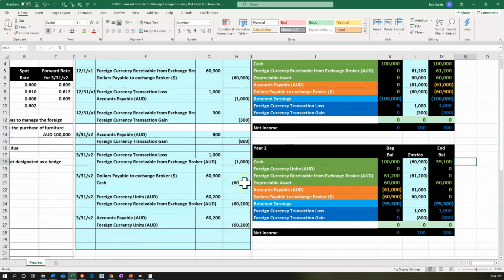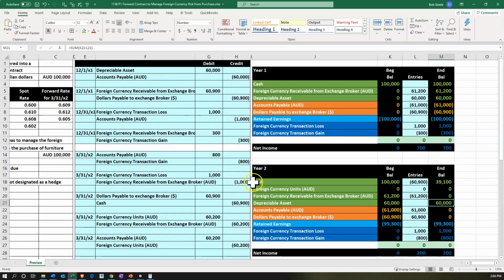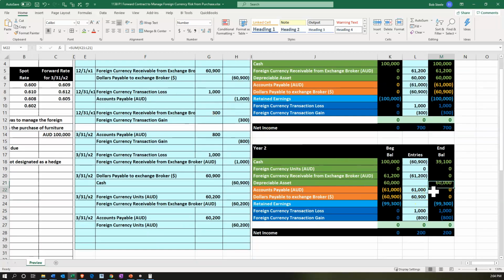So we got the cash. We got the cash on the books. We basically reduced back down the foreign currency and paid the foreign currency out. And then we have the foreign currency receivable back down to zero. We got the depreciable asset, which was the furniture, on the books for basically the original price with the original exchange rate that we put it on the books for at the point in time of the purchase. We have now closed out the accounts payable in Australian dollars. The dollars payable to the exchange broker for the forward contract has now been closed out, and we've been recording our gains and losses for the current year and the prior year.